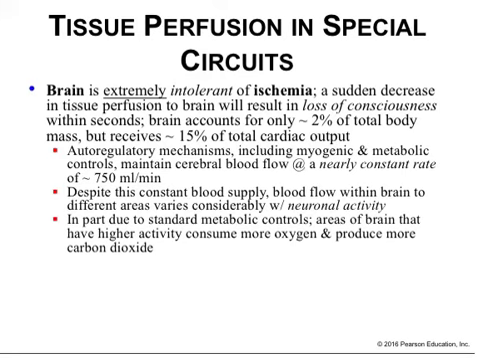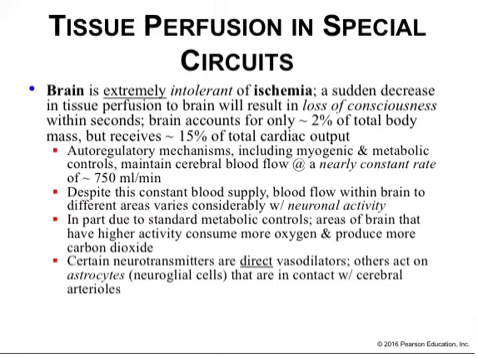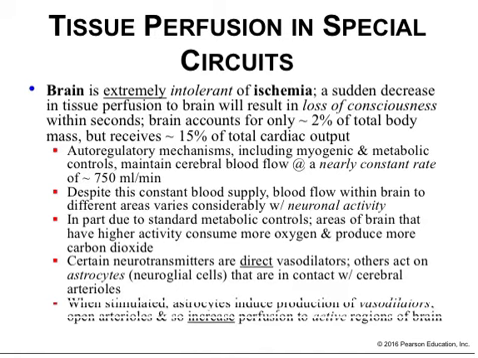In part due to standard metabolic controls, areas of the brain that have higher activity get more oxygen and produce more CO2. Certain neurotransmitters are direct vasodilators, and others act on astrocytes that are in contact with the cerebral arterioles. When stimulated, the astrocytes induce production of vasodilators. This opens arterioles and increases the perfusion to active regions of the brain. Now keep in mind, when we're talking about the brain, the blood never comes into direct contact with the neural tissue.